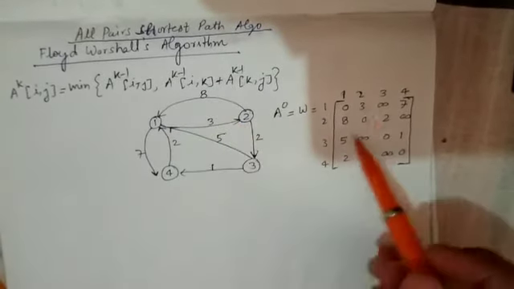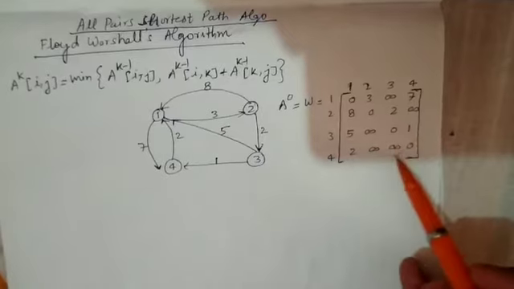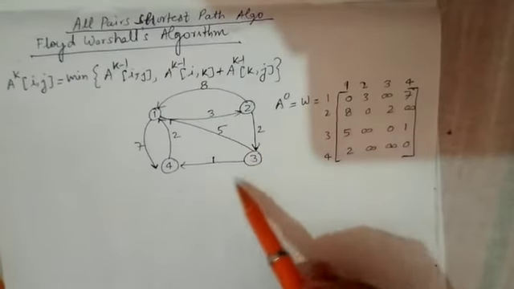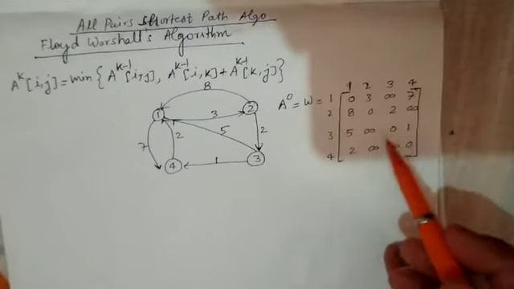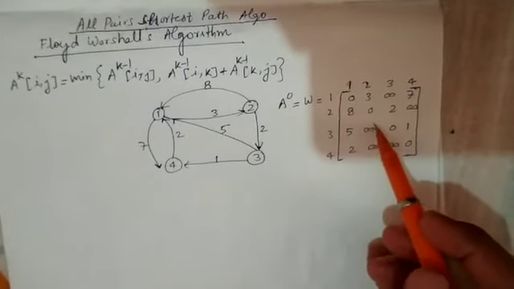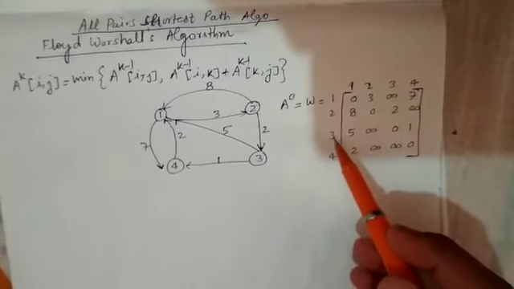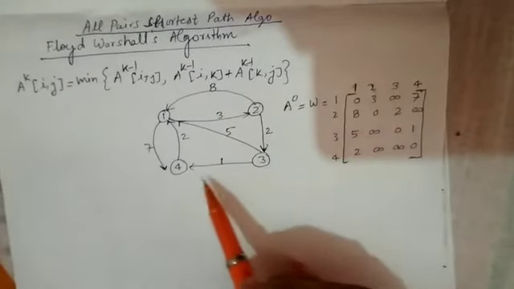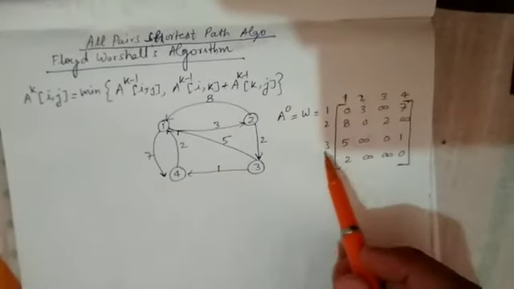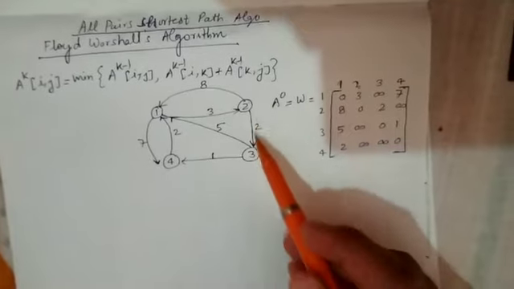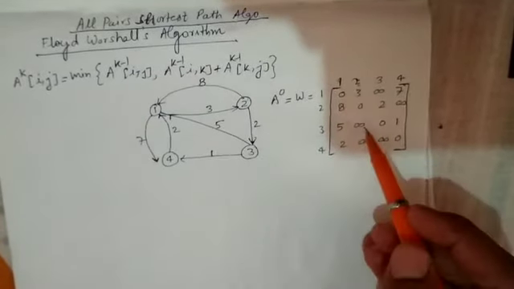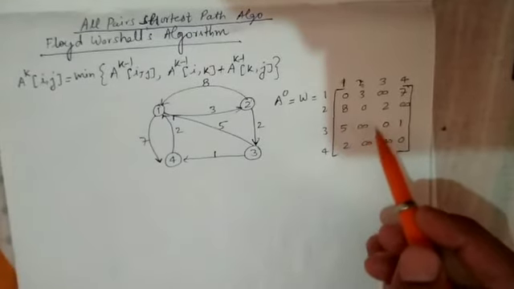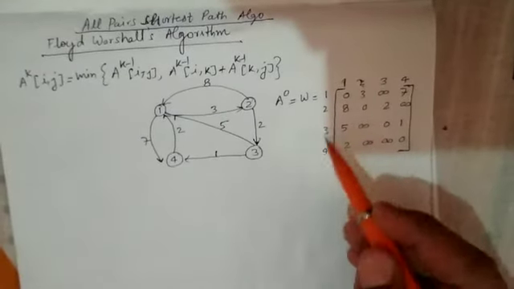If the weights are given, the values will be replaced by weights. If there does not exist any edge, its weight value will be considered infinite. Infinite means there is no path between 3 to 2. Vertex 3 to 2, there is no direct edge. So it means there is no path between 3 to 2, and that is why we have put infinite here. So basically this is what we do in the weight matrix.